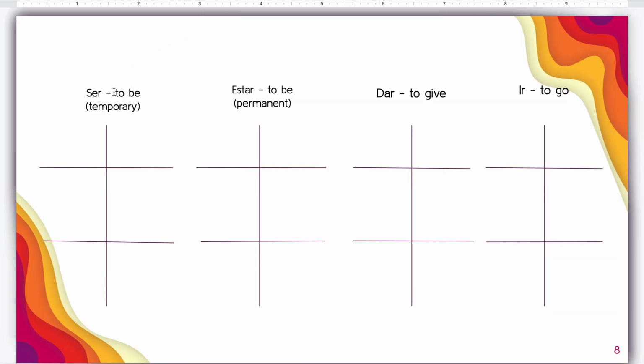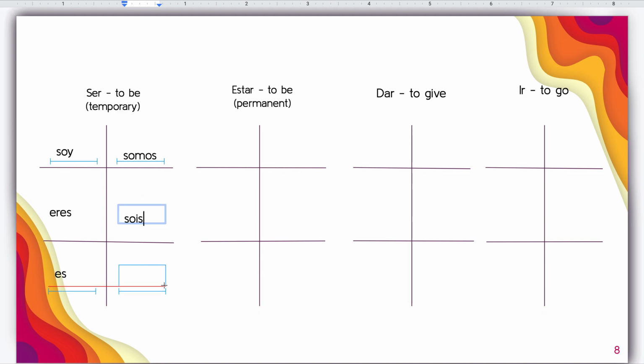So we have ser, to be, and to conjugate that, we have the yo form, which you know is yo soy. The tu form is eres, like de donde eres. The usted form is es, like ella es muy bonita. The nosotros is somos. Vosotros is sois. And then the ustedes is son.